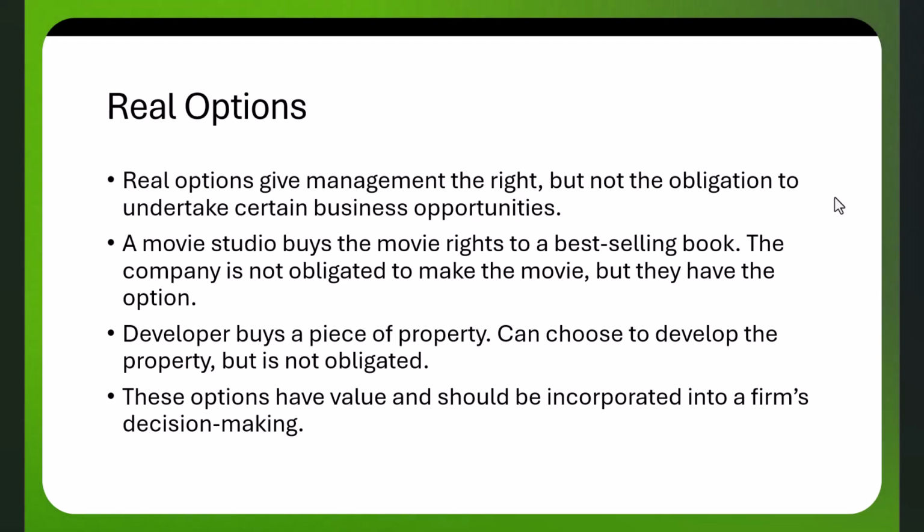So, for example, a movie studio buys the rights to a best-selling book. The company's not obligated to make the movie, but they have the option to do so. A developer buys a piece of property, and they can choose to develop the property, but they're not obligated to do so. So these options have value and should be incorporated into a firm's decision making.